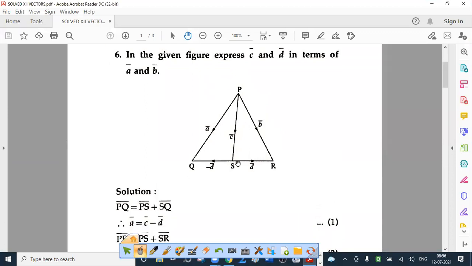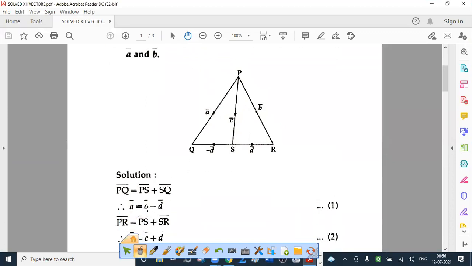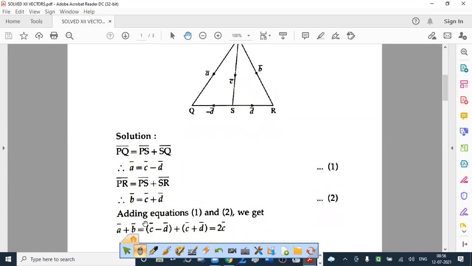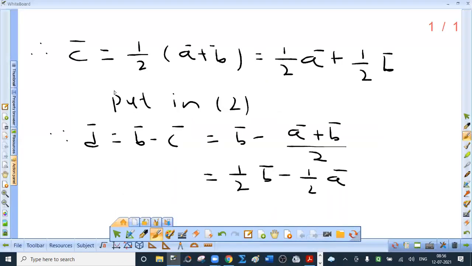Now PQ bar is PS bar plus SQ bar, that is A bar is C bar minus D bar. And what is B bar? C bar plus D bar. Add these two to get A bar plus B bar equal to 2C bar. So what is C bar? Half of A bar plus B bar.